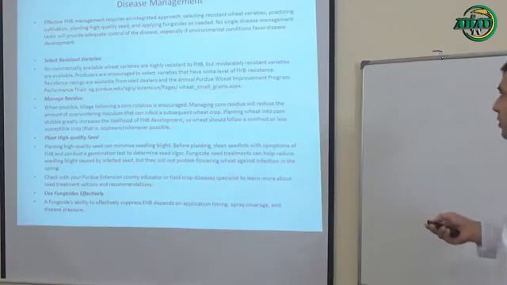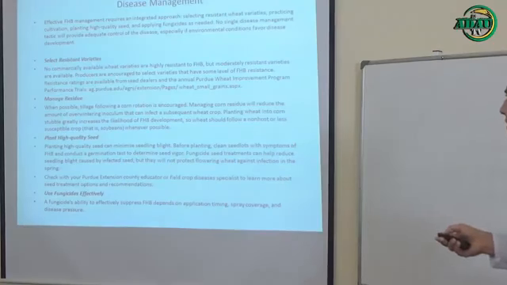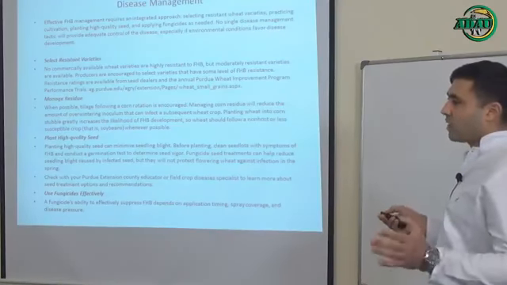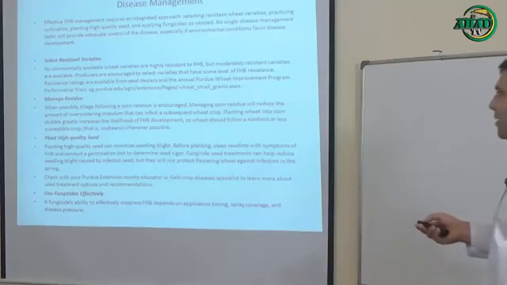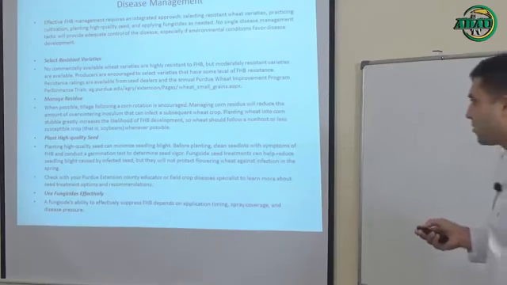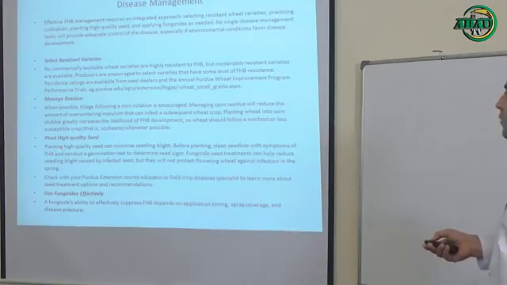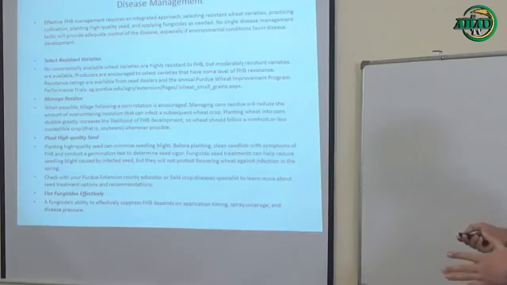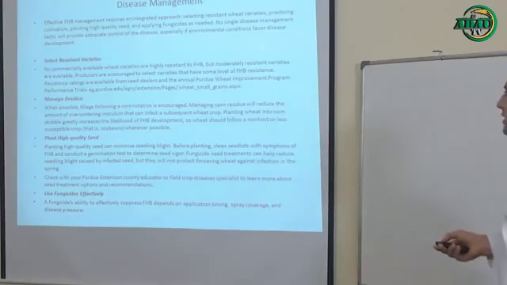At first, you have to select resistant varieties. No commercially available wheat varieties are highly resistant to Fusarium head blight, but moderately resistant varieties are available. Also plant high-quality seed. Planting high-quality seed can minimize seedling blight. Before planting, clean seed of any symptoms of Fusarium head blight and conduct a germination test to determine seed vigor. Fungicides can also be used for seed treatments to help reduce seedling blight caused by infected seed, but they will not protect flowering wheat against infection in the spring.